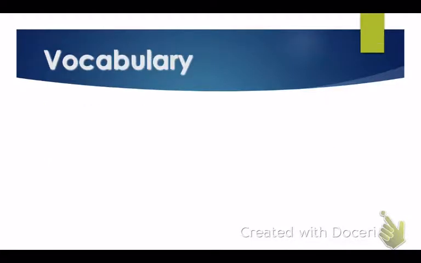All right, we're going to start with the vocabulary. That is the first part of your graphic organizer. I need you to write these down. Convert. What does convert mean? Well, simply to change from one form to another.